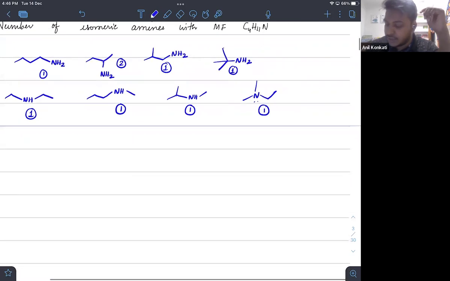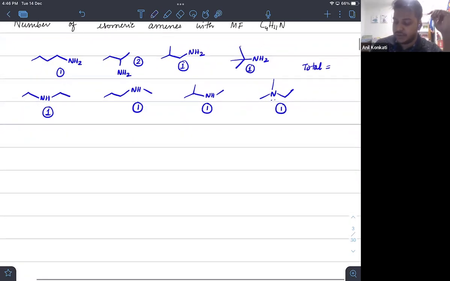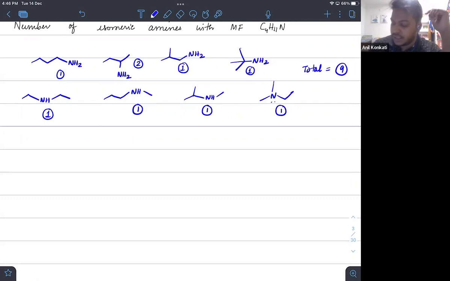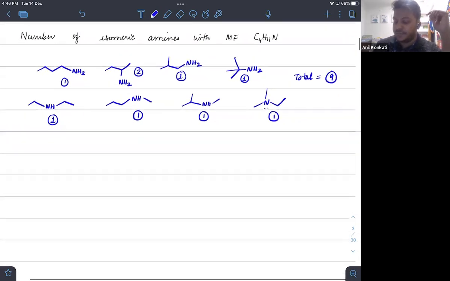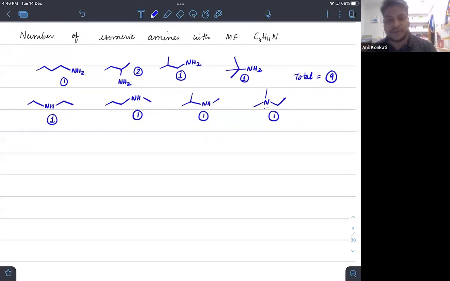So for the total number of isomers for these kinds of cases, you just be careful and count it now. 1, 2, 3, 4, 5, 6, 7, 8, 9. So a total of 9 isomeric amines are formed here, everybody.